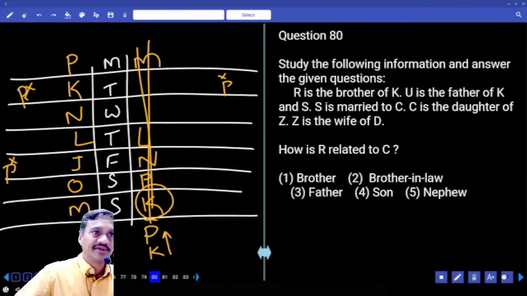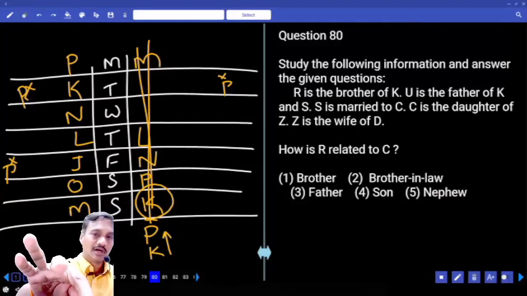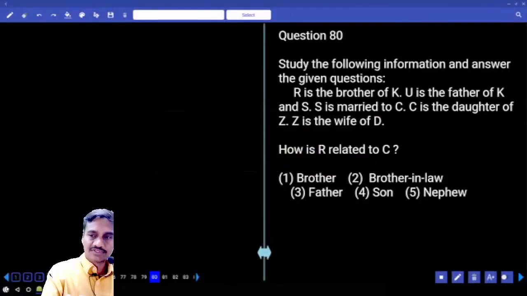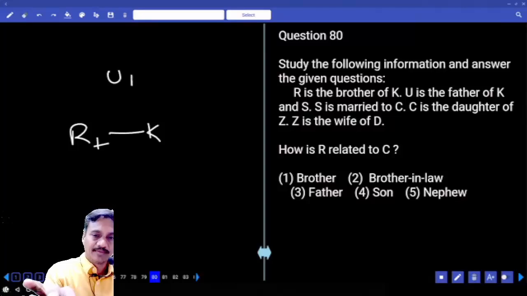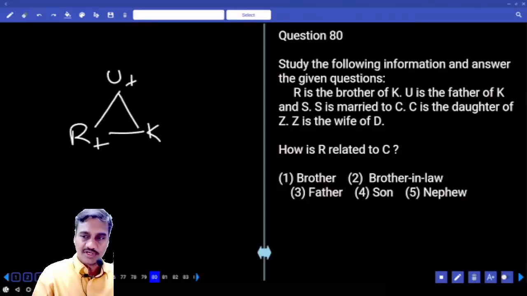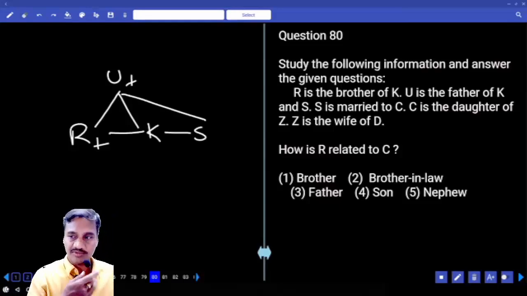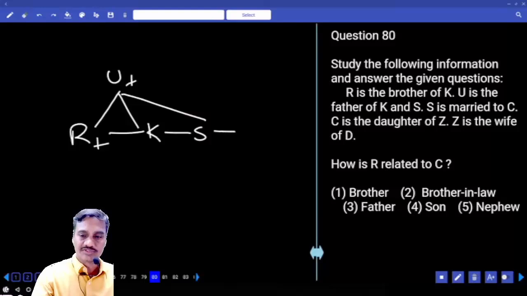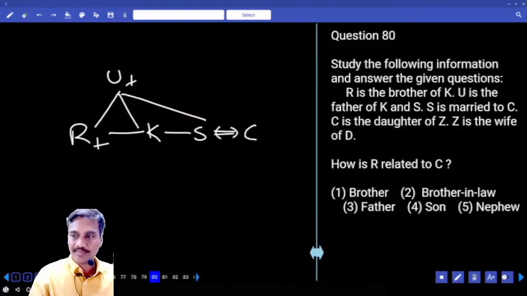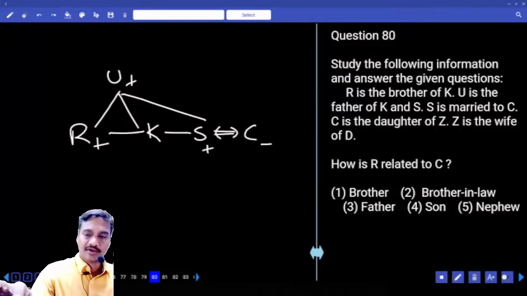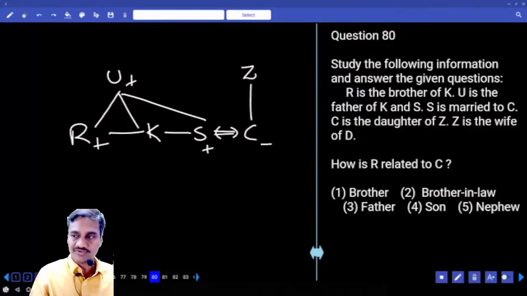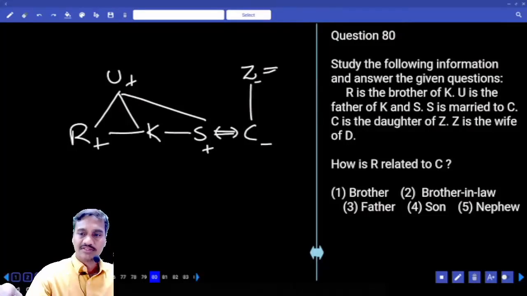Then coming to question number 80 onwards. Now in this 80, R is the brother of... Now this R is the brother of K can be written like this. And U is the father of K. R is the brother of K. U is the father of K. And U is the father of K and S. That means R, K and S are siblings to each other. S is married to C. S and C are a married couple. And C is the daughter of Z. Now this C is the daughter of whom? C is the daughter of Z. And Z is the wife of D. Z and D are a married couple. Z is a female, D is a male.